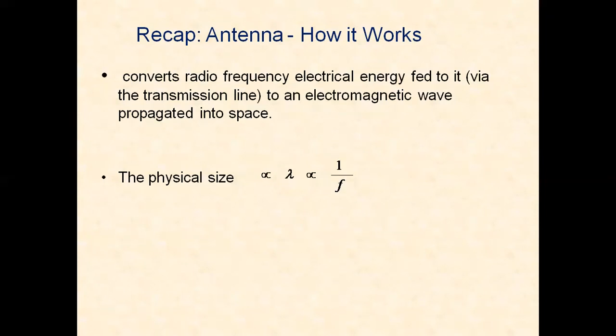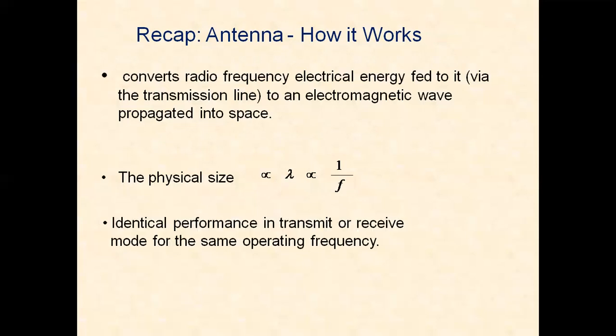So antenna, we have a physical size which is proportional to lambda. Lambda is proportional to 1 by f. For half-wave dipole, the size of the antenna is lambda by 2. So lambda in turn is related to frequency given by the formula lambda is equal to c by f. As f is more, lambda is less. So the physical size of the antenna depends upon the length of the antenna, that in turn depends upon the frequency.